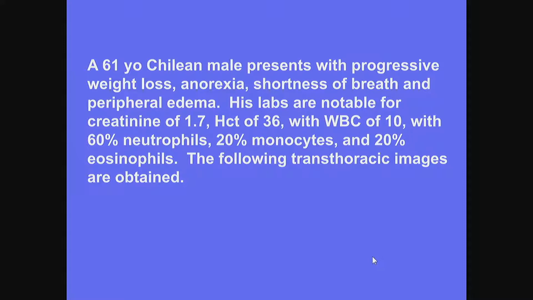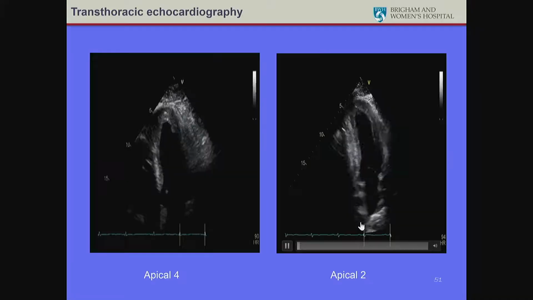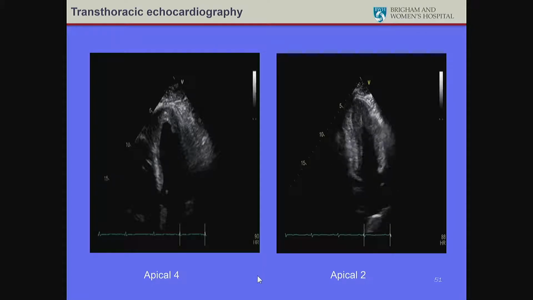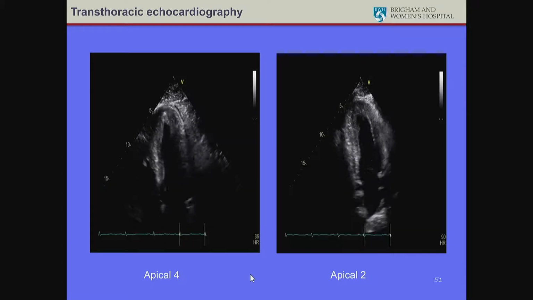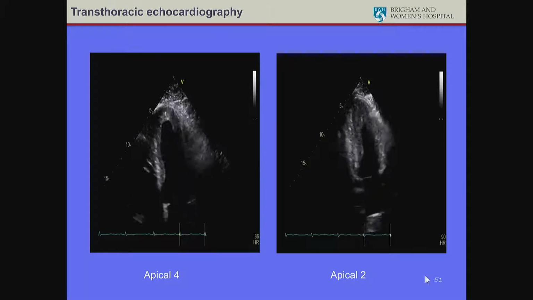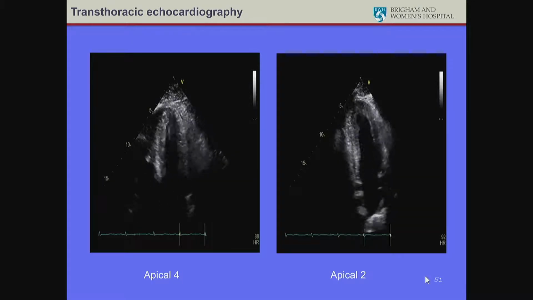This next patient is a 61-year-old Chilean male who presented with progressive weight loss, anorexia, shortness of breath, and peripheral edema. His labs are notable for a creatinine of 1.7, a hematocrit of 36 with a white blood count of 10, with 60% neutrophils, 20% monocytes, and 20% eosinophils. The following transthoracic images are obtained. So on the left, we have an apical 4-chamber view, and on the right, we have an apical 2-chamber view.